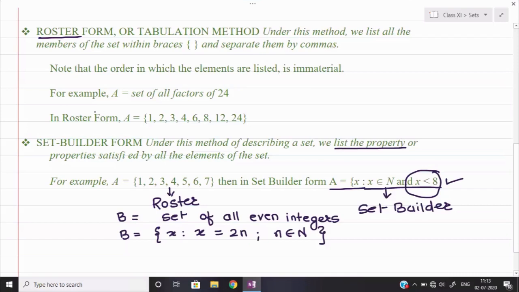The difference I can state right now: the set builder form we use only when the number of elements is uncountable. Uncountable means they are infinite, or we are not able to count how many elements there are, and hence we cannot list out all the elements. In all such cases we write the set builder form, while in the roster form, when we have a limited number of elements and want to see all the elements at one place, we shall use the roster form.